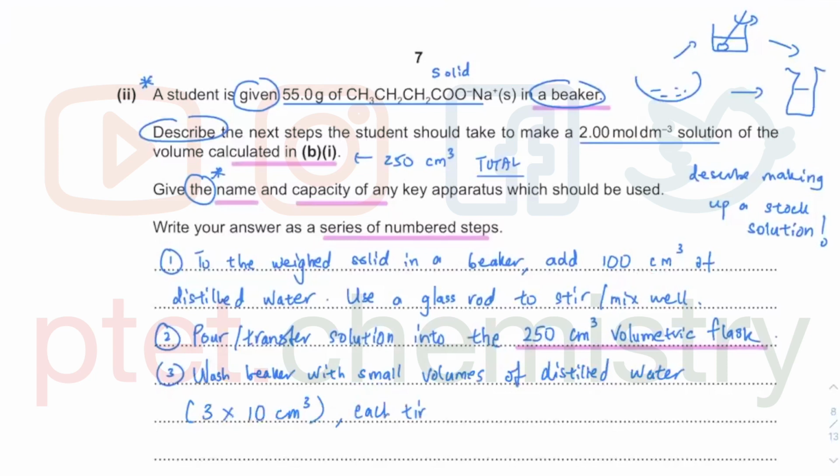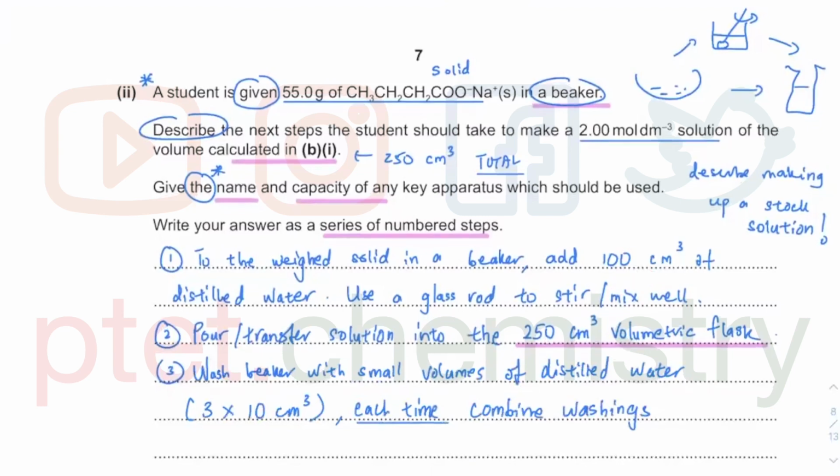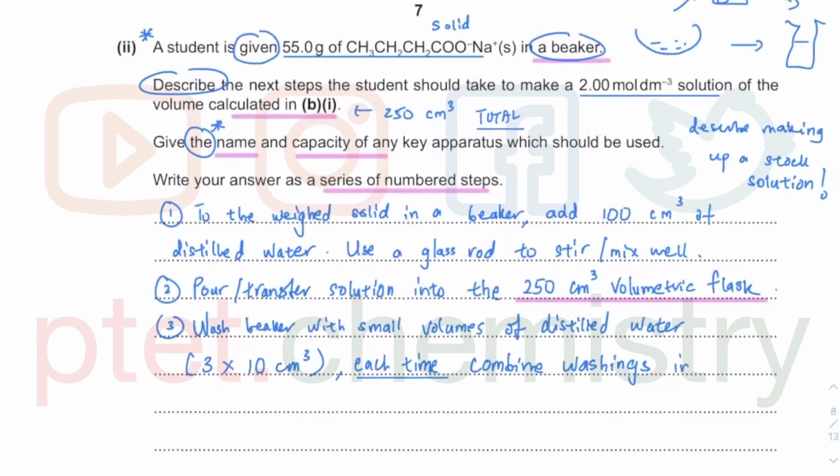After you wash the first time, you combine the washings. That is called combining the washings. Where do you put the washing? Do you throw it away? No. You combine the washing into the volumetric flask.